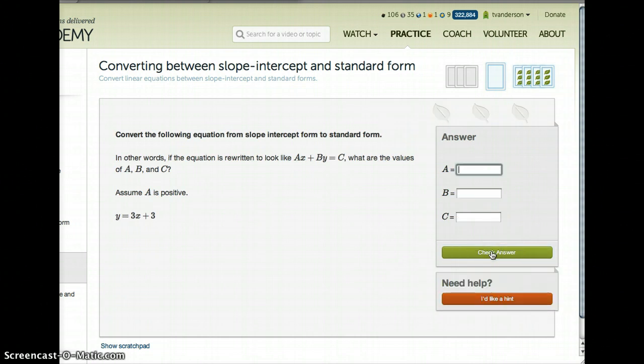All right. Hopefully that explains converting between slope-intercept form and standard form and going back and forth on that. That's your Khan Academy due for today.